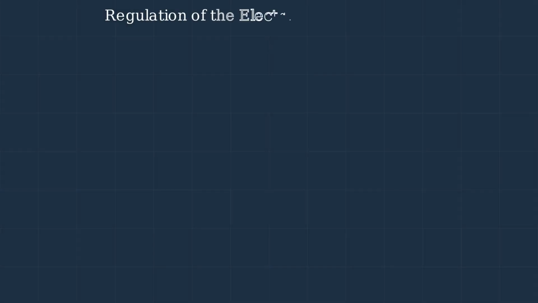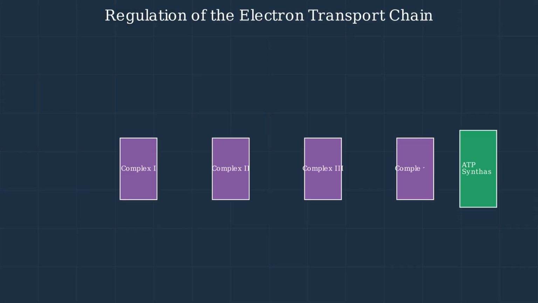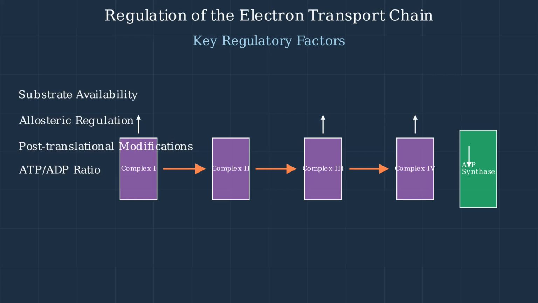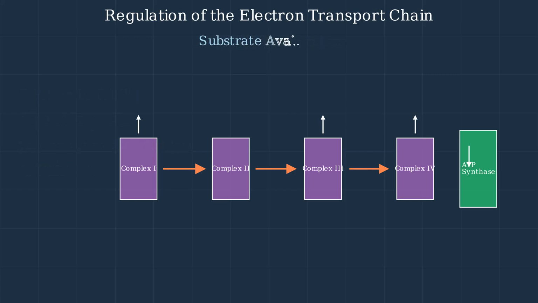The electron transport chain's activity is tightly regulated to match cellular energy demands. Electrons flow through the complexes, driving proton pumping and ATP production. Several key factors regulate the electron transport chain's activity. First, substrate availability directly affects ETC activity. These include NADH, ADP, and oxygen.